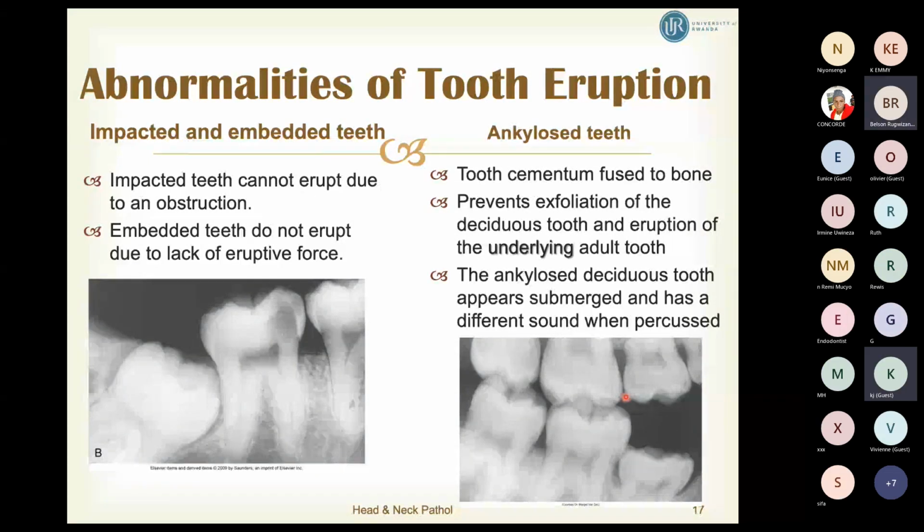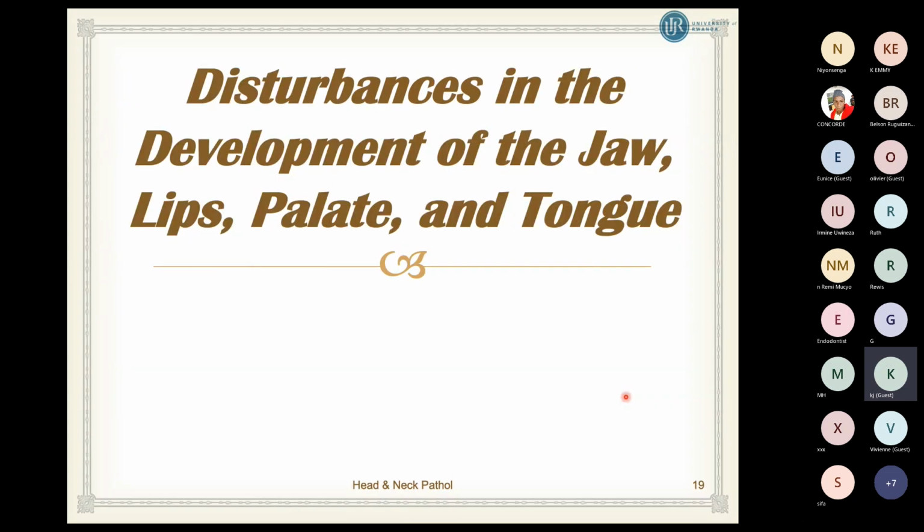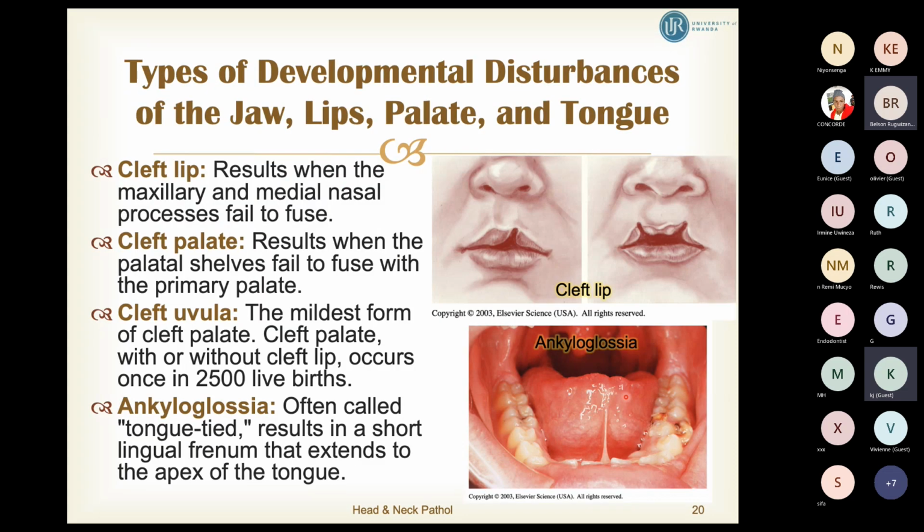Okay. Other questions? Okay, so the disturbances in the development of the jaw, lips, palate, and the tongue. There are some things we covered last time, like cleft lip and cleft palate. So this is just a reminder. See, this is a bilateral cleft lip. This is unilateral. You can also have a cleft lip and cleft palate combined at the same time.